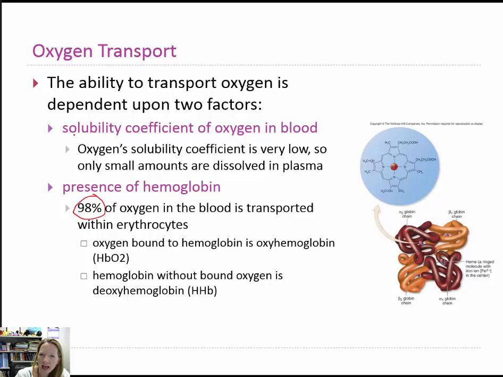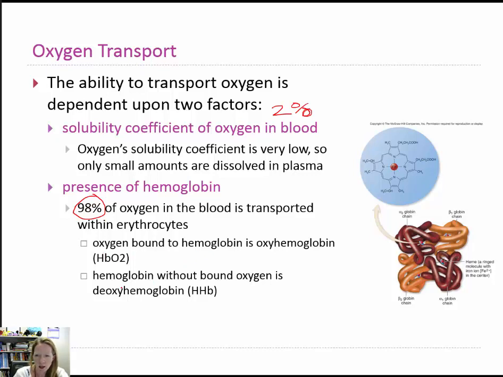But also, you have this solubility coefficient. Remember that anytime a gas comes into contact with a liquid, depending on the solubility coefficient, it is going to be soluble in that liquid. Oxygen's solubility coefficient was very low. That means there's not a whole lot that's going to be dissolved in plasma, but there's still going to be some, roughly 2%. The book says a little less than 2%, but roughly 2%, and this is 98%.